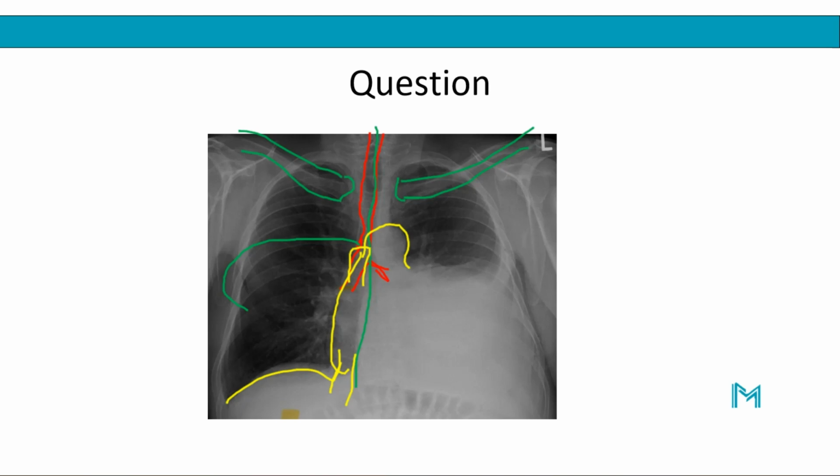But here in this case, the right hemidiaphragm that we can see, the contour seems to be well outlined and it looks normal. We can't comment on the left because we can't see it. You don't comment on things you can't see. So that's for D.